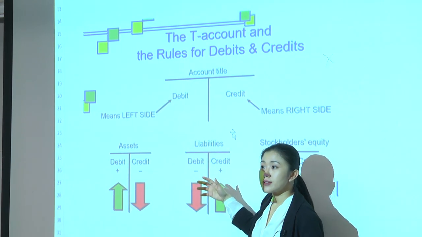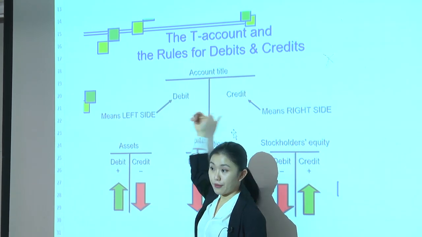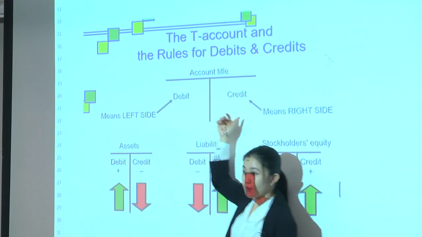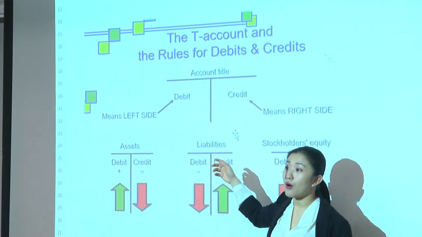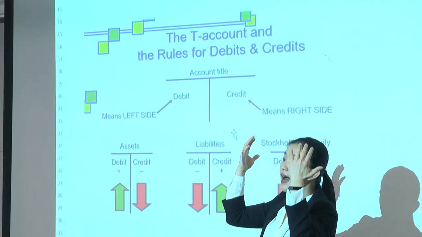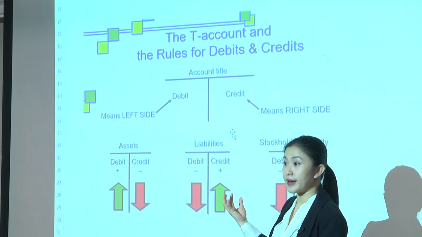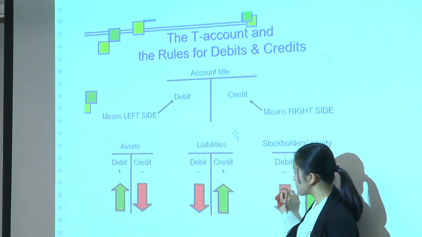So don't link it to increase or decrease, link it just to left or right. Debit means left, credit means right, of the T accounts. And later on, when we get rid of the T accounts, you just memorize it. You draw a T account in your mind, and debit means left, credit means right.